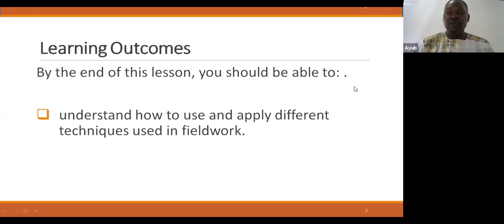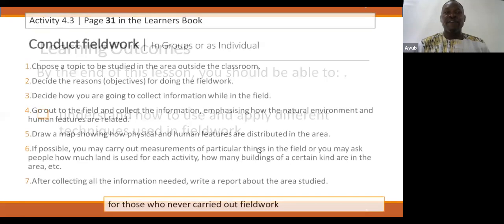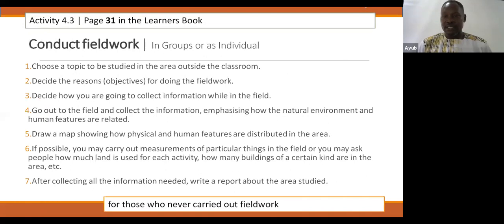Now, in today's lesson, I want you at least to be able to understand how to use and apply the different techniques that are used in fieldwork. So hopefully by the end, we shall have identified some of these techniques.